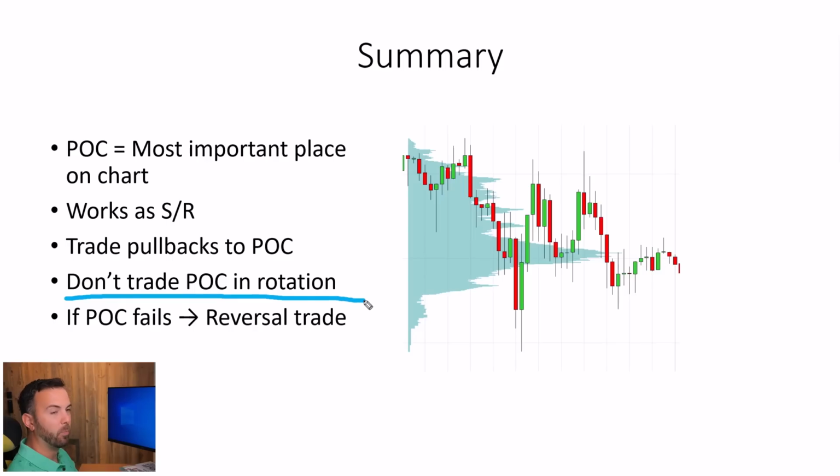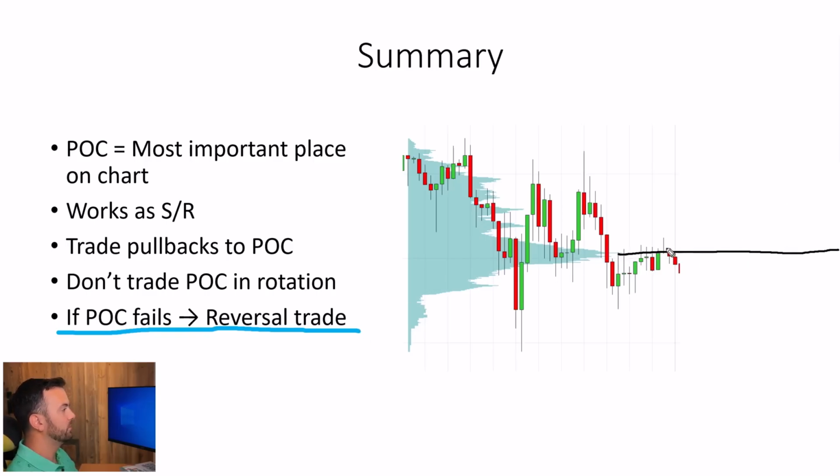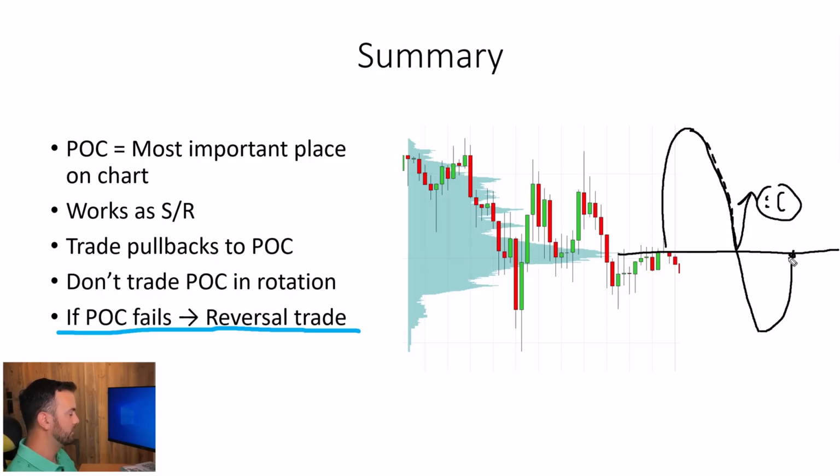Next thing to remember is that you shouldn't trade the point of control when the market is in rotation, because in this case the point of control works as a magnet, not as support and resistance. And last but not least, if point of control fails, then you take a reversal trade, right? So if this is the point of control, price goes up, makes a pullback, you go long, but the price continues to go down, then you wait for a pullback and go short from there. This is the reversal.